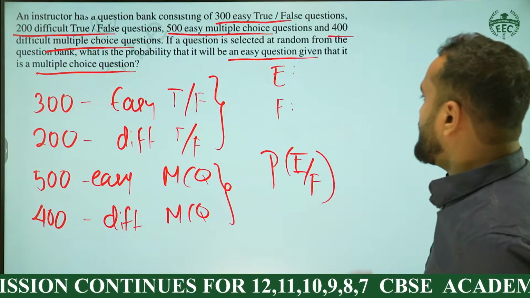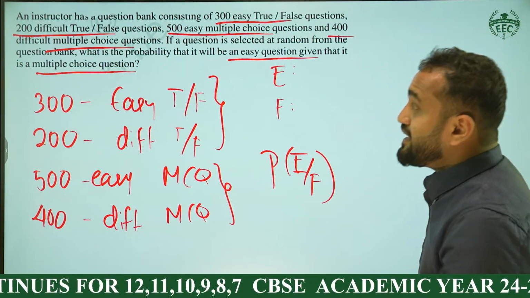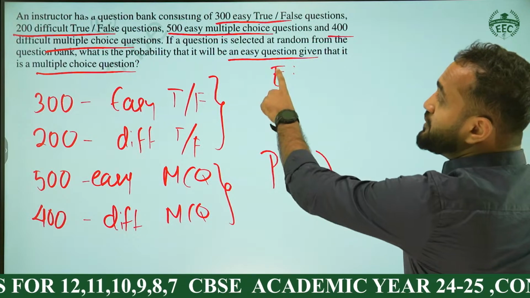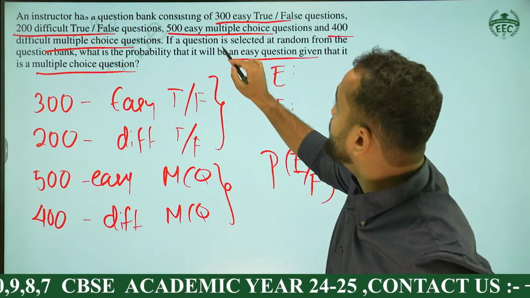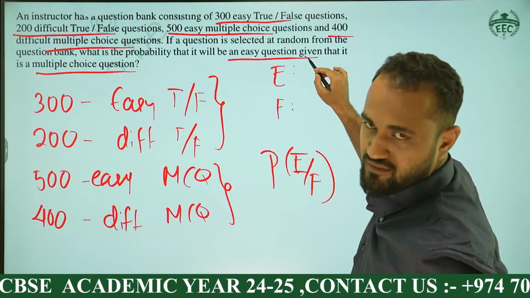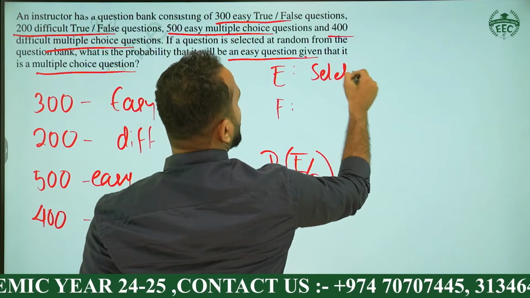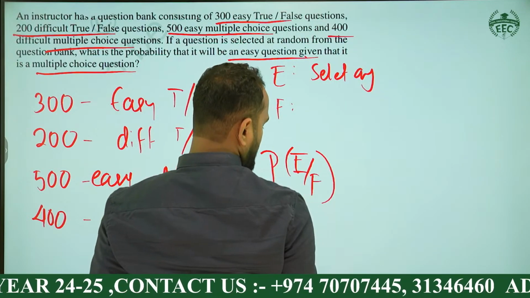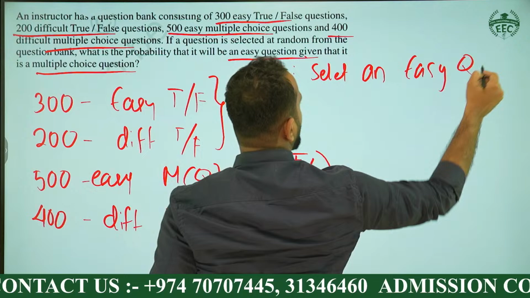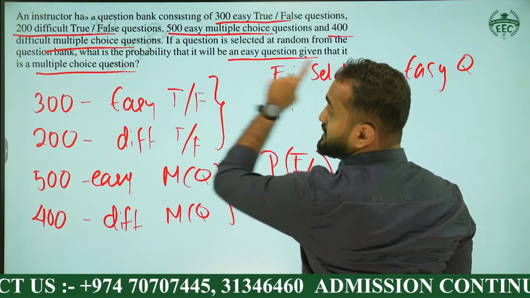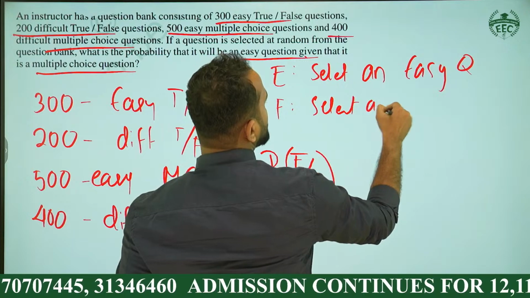Okay. Now, what is E and F? That's the question. Remember, in every question of this kind, there will be two events. One is, what is the probability that it will be an easy question? So this is one event: selecting an easy question. Given that it is an MCQ, selecting an MCQ is the second thing.